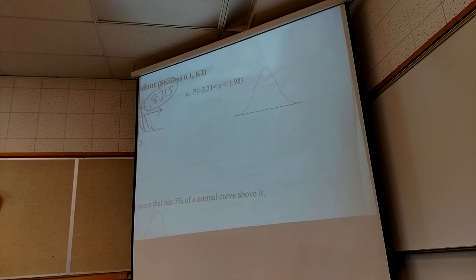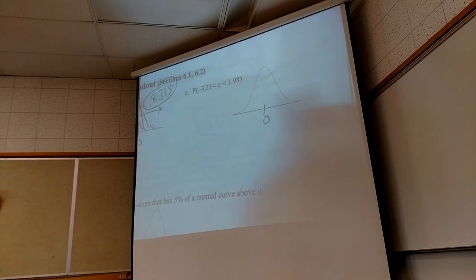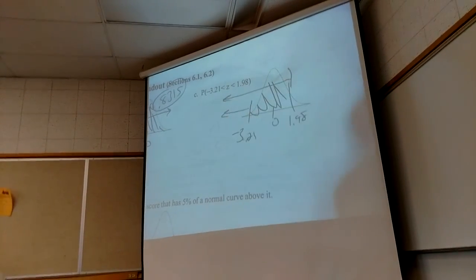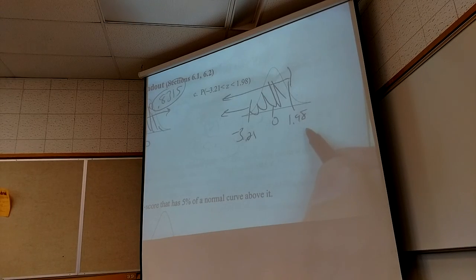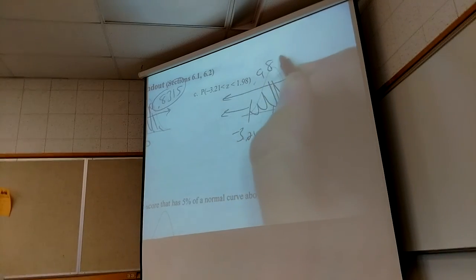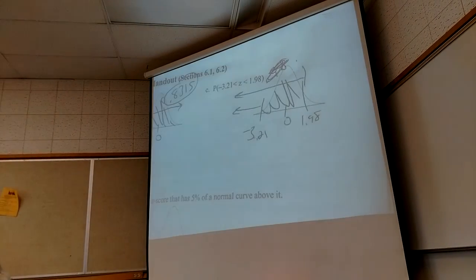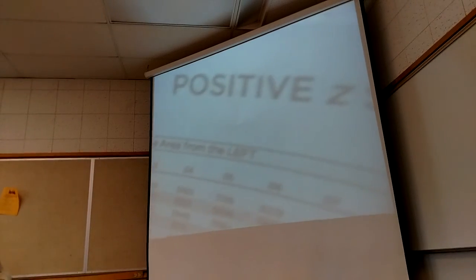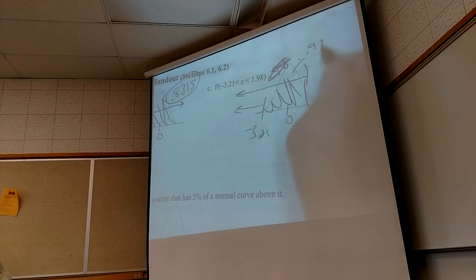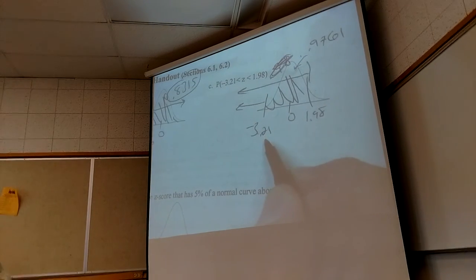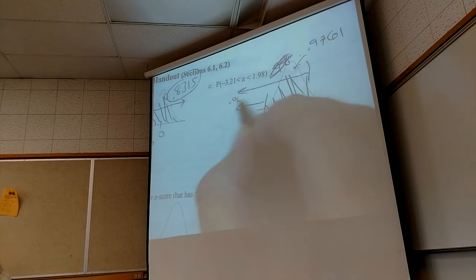So where does all this stuff go? Negative 3.21 is, of course, way down here somewhere. 1.98 is up there somewhere. Oh, I see. You're trying to help me with the areas. So 1.98. What area do you get for that? 0.97. 0.9761. Okay. You get 0.9761, right? And when you look at negative 3.21, you get 0.0007.